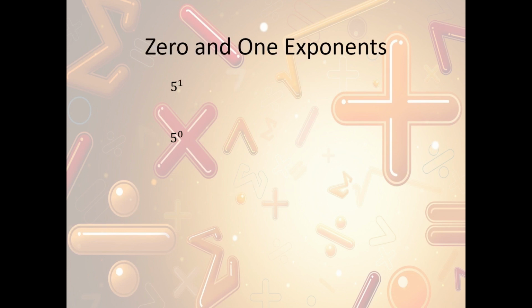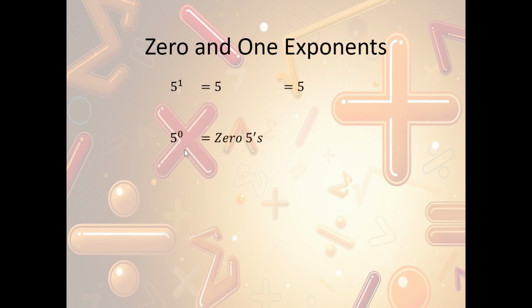Now what about 0 and 1 exponents? So 5 to the first power. Well, 5 to the first power is just one 5, right, times itself, so 5, that's it. So that's just 5. Now 5 to the 0 power.